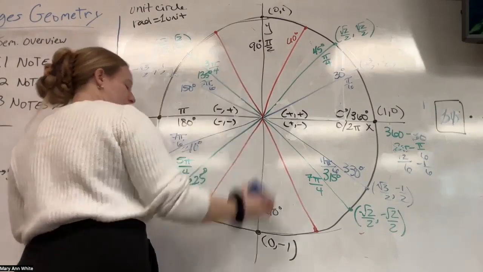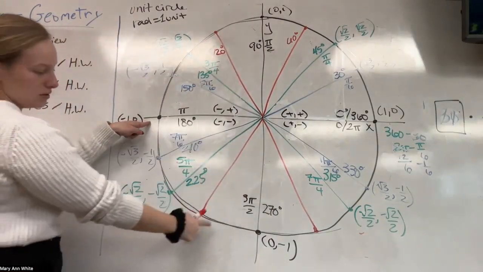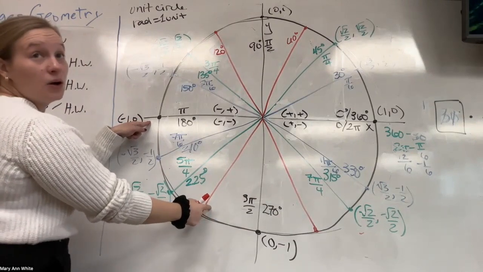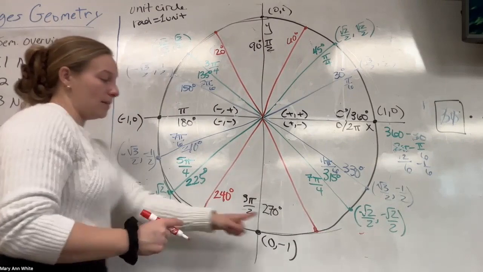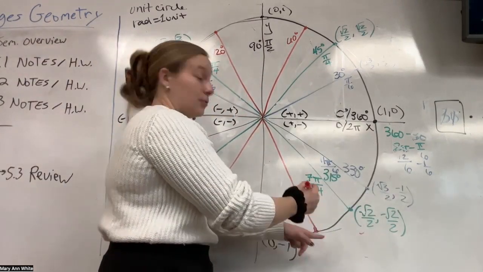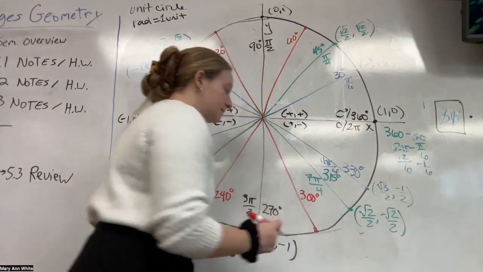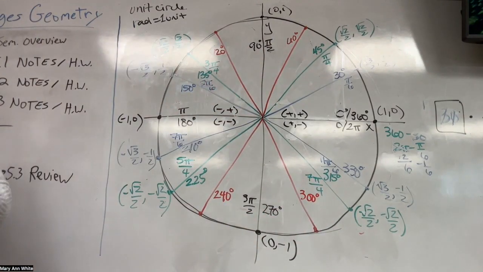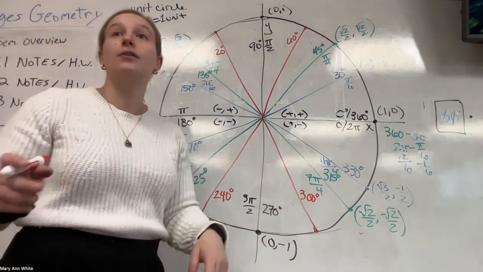What about in my third quadrant? 180 plus 60 is going to be how much? 240, good. And then what about 360 minus 60? 300, good. All right, so my degrees are 60, 120, 240, and 300.